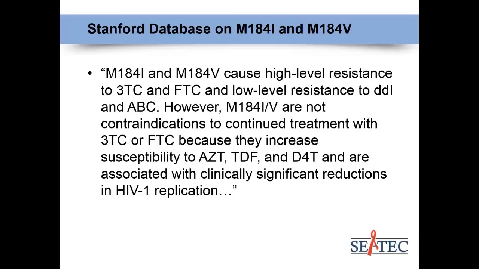So in Stanford, what it says is that M184I and M184V cause high-level resistance to lamivudine and emtricitabine, not to mention low-level resistance to abacavir. However, you can still use lamivudine and emtricitabine because they make the virus hypersusceptible to tenofovir, which we're frequently still using in this case, also AZT, which we sometimes use. And not only that, but with this M184V and I mutation, even though this virus is resistant to the drug, it actually doesn't grow as well as wild-type virus. Just continuing that drug in the presence of that mutation will actually cause about a 0.5 log drop in the viral load. So we'll often still use these medications in the setting of this mutation.